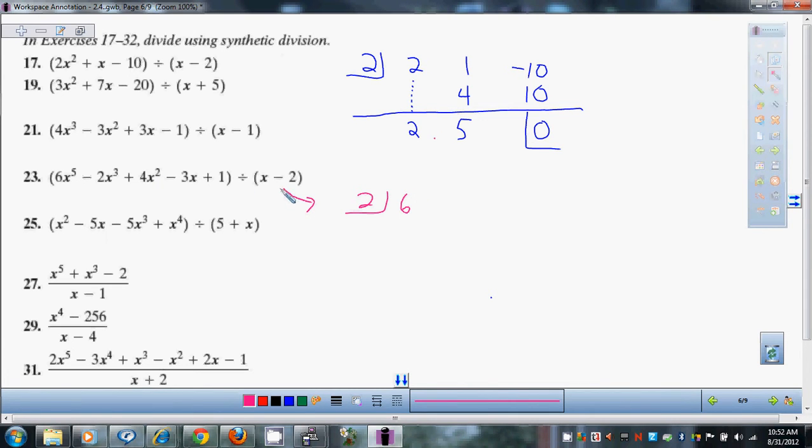No, it's just whatever makes this 0 goes here. Okay. Now, if there's any missing terms, just like long division, you have to plug in a 0. So that was 6x to the 5th, 0x to the 4th, negative 2x cubed, 4x squared, negative 3x, and 1.